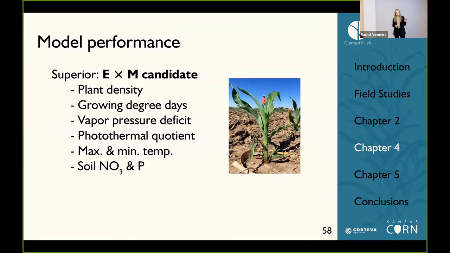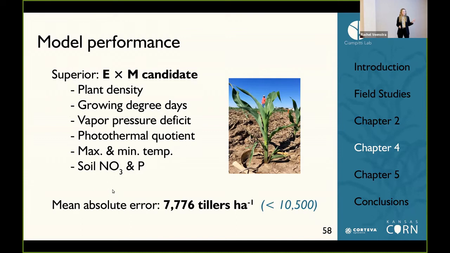So how did we do? The best model candidate that we had was an E by M, so environment by management model with these variables included in it. It was interaction between plant density and each of the following. So plant density by growing degree days, plant density by vapor pressure deficit, etc. This model candidate gave us a mean absolute error just shy of 8,000 tillers per hectare, which if you've ever seen corn tillers in a field and how sporadic that can be sometimes, I was very surprised and happy with this error that we were able to achieve with these models, which is less than what we were targeting.